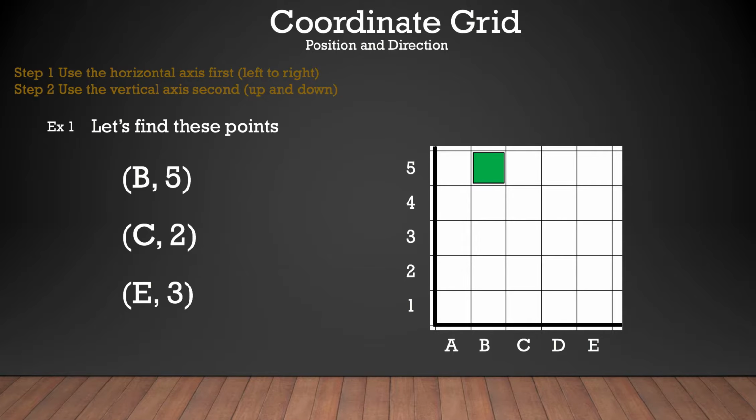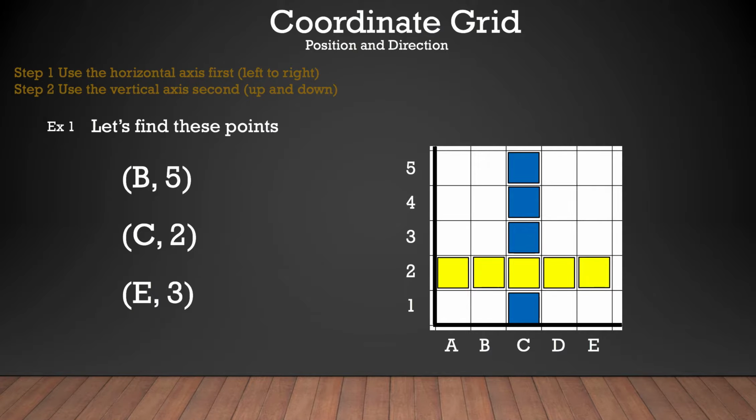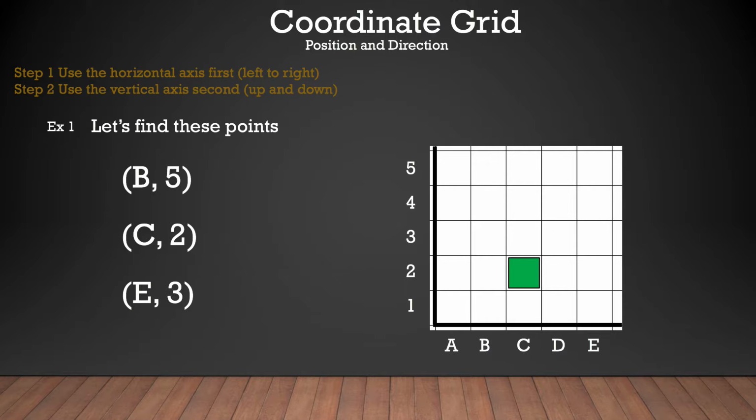Now let's take a look at C2. We're going to find C on the horizontal axis first. After we do that, we color everything in that column. Now we find the vertical axis, and we're going to find 2. So we color everything in that row. Then you find the intersection square, and once again it turns green, and there is C2.